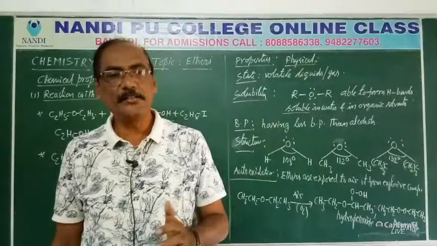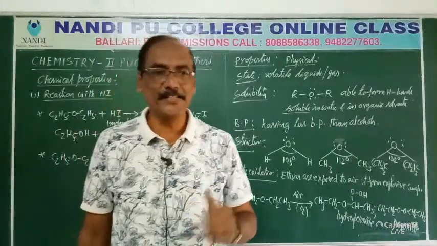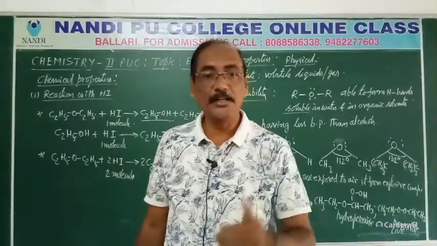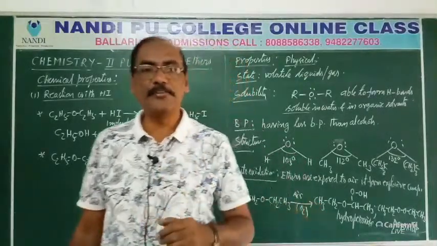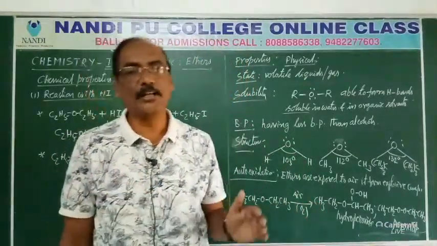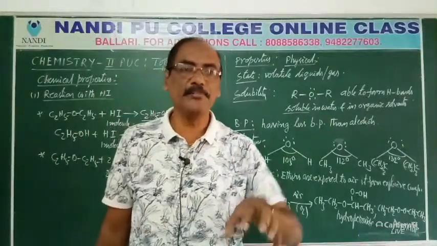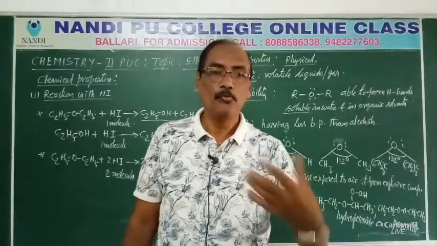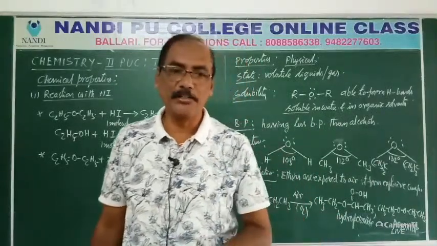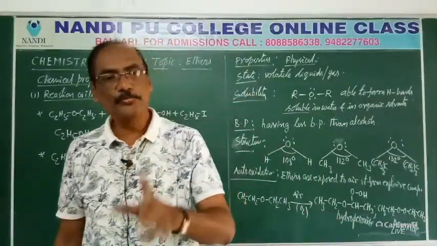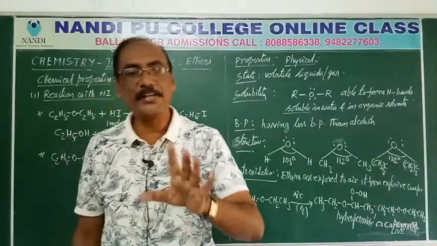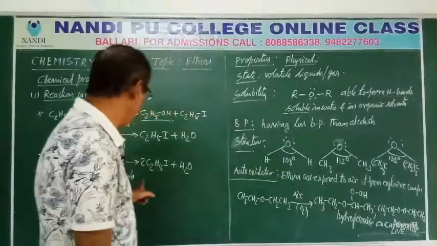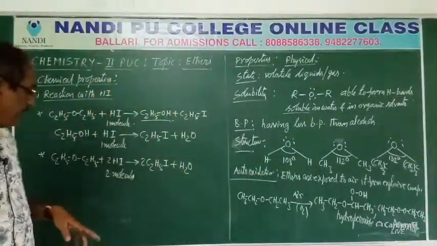You remember that, children? If one molecule of HI is treated with ether, you will get one molecule of alcohol, one molecule of alkyl iodide. If two molecules of HI are treated, we don't have alcohol, because the alcohol molecule which is formed during the reaction can be converted into one more alkyl halide molecule. So final products are two molecules of alkyl halide plus water. This is a very important reaction.